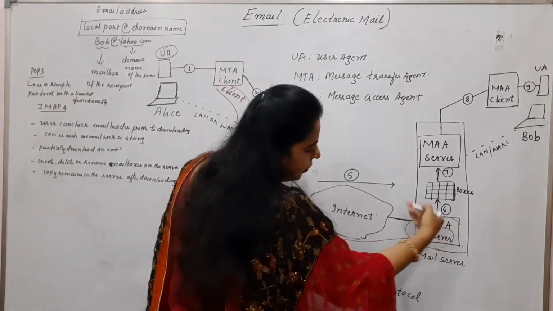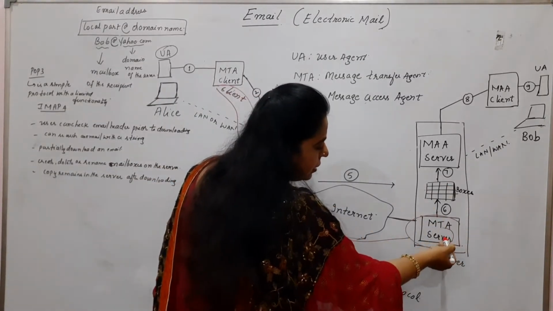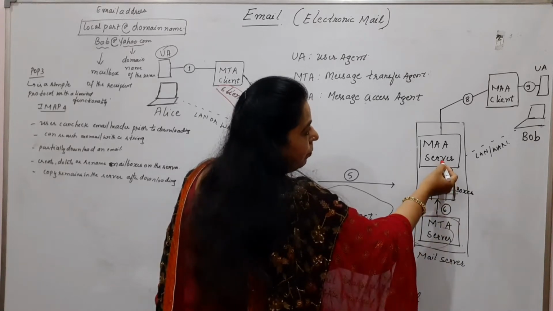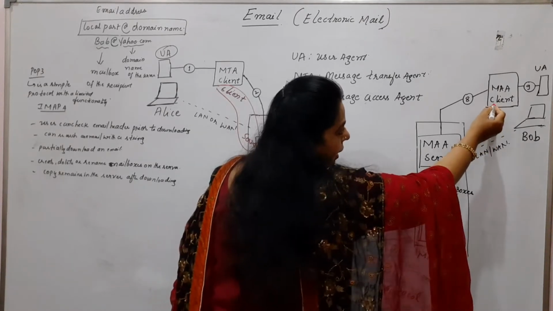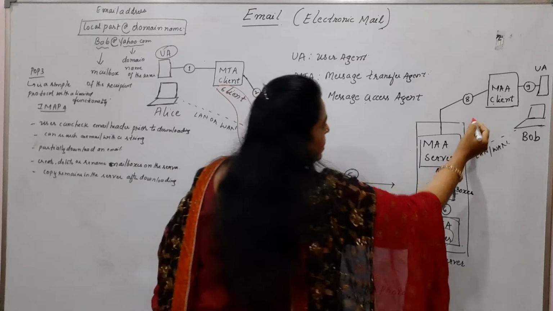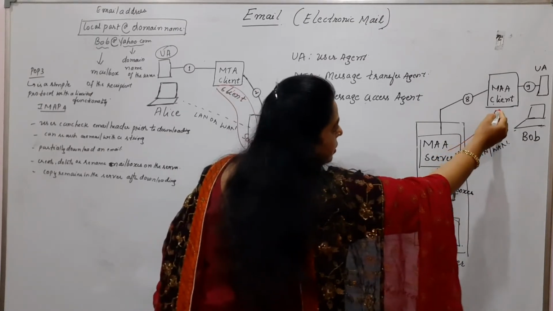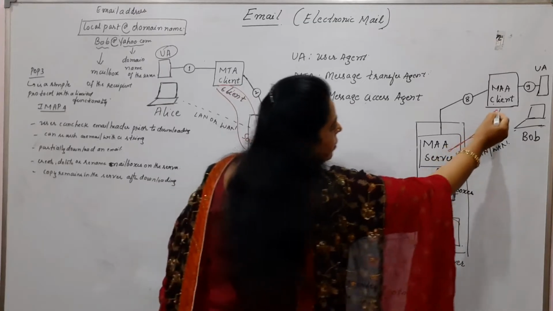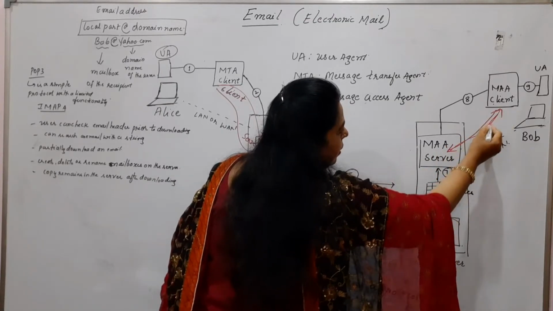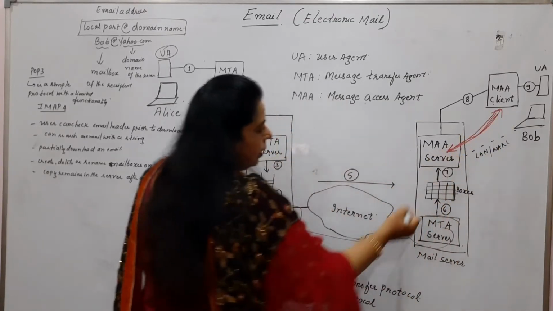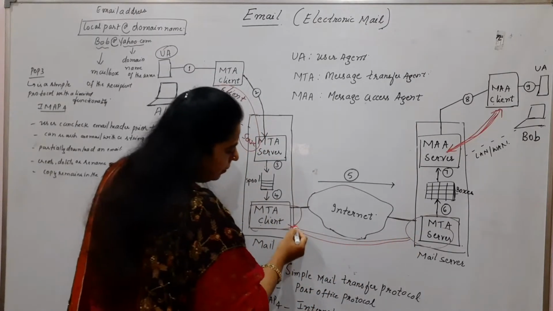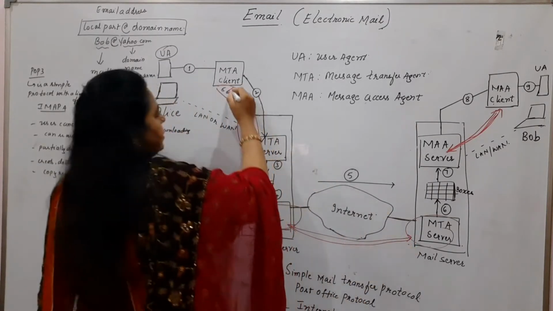Then at the receiver side, at the destination server, you have the MAA server and MAA client, that is called message access agent client and message access server. So this is another pair. I can write here like this. So this is one pair, this is another pair here, and this is another.